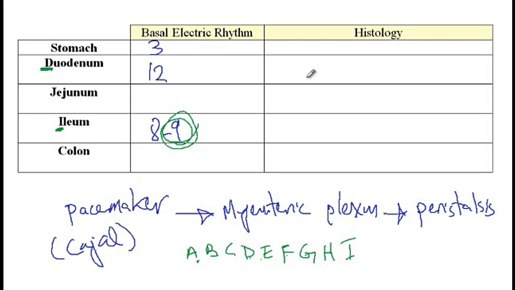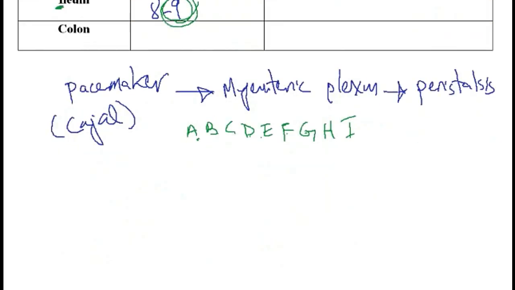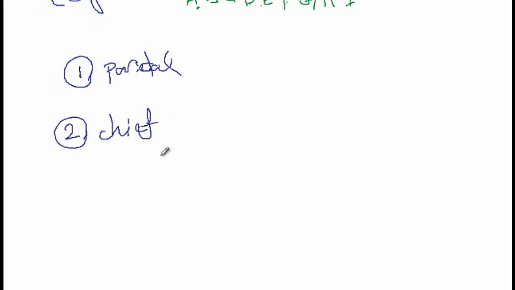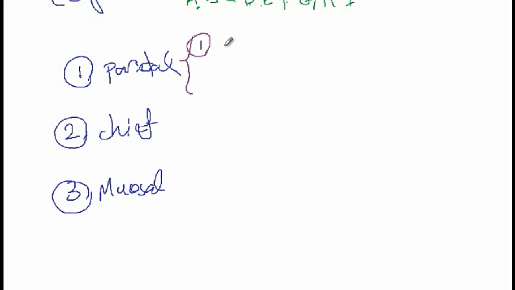Now, as for the histology, stomach contains the gastric glands, which contains 3 types of cells that you will have to be familiar with. So the first cell is the parietal cells. Then we have the chief cells. And then finally we have the mucosal cells. So parietal cells have 2 functions. One of its function is to secrete stomach acid or H+, and then its other function is to secrete intrinsic factor.